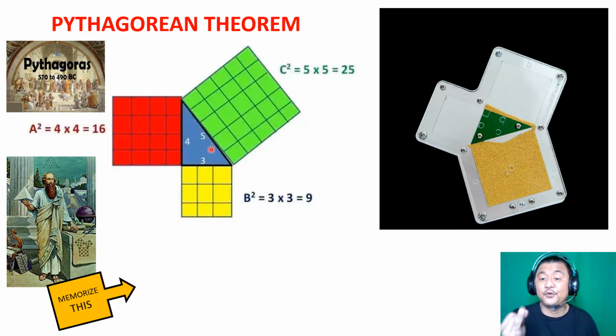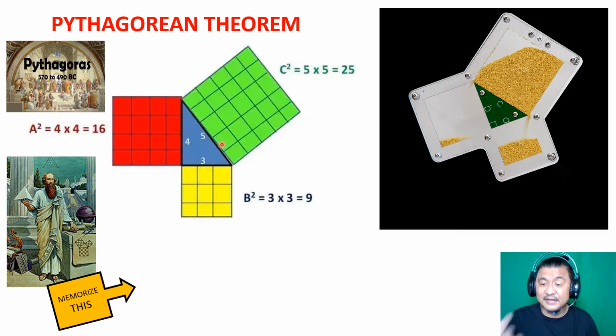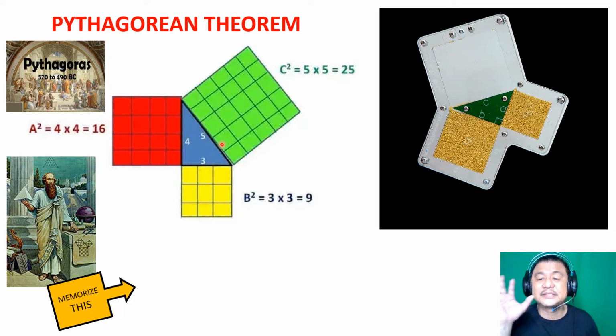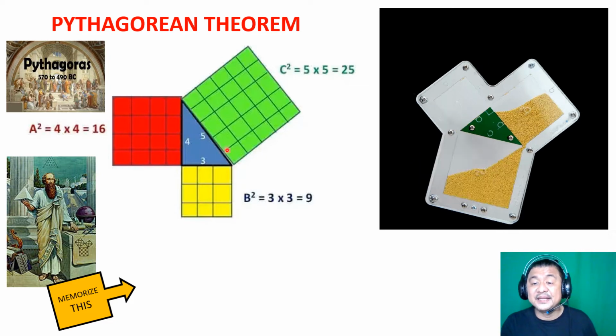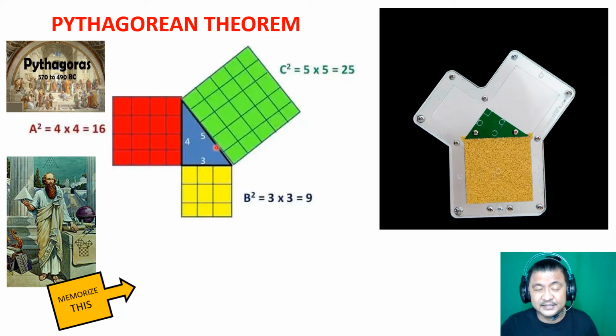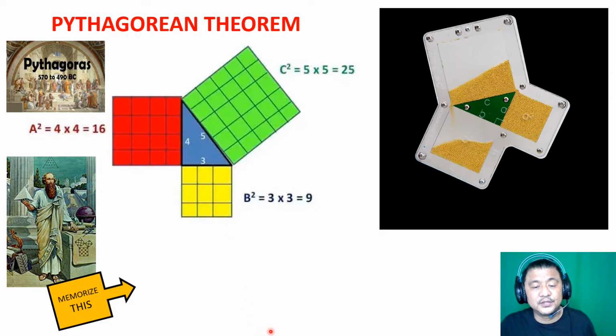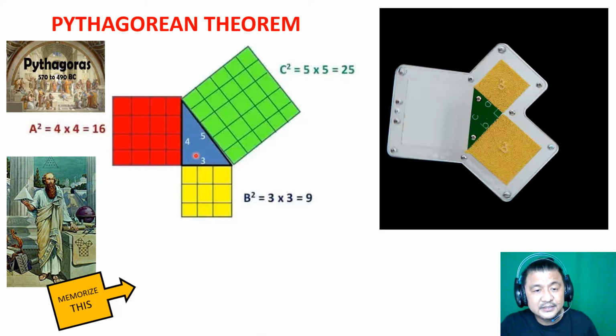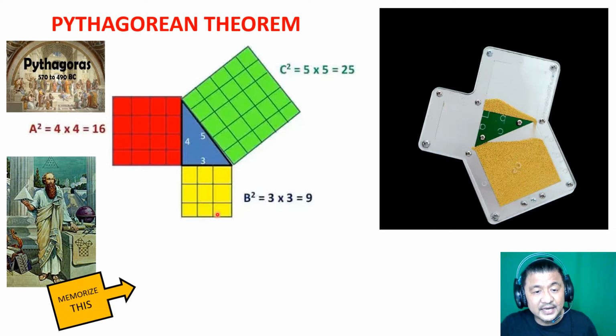Remember that, 3, 4, 5. Say it again, 3, 4, 5. Again, 3, 4, 5. That's the basic right triangle made up of integers. No decimal, no fraction. Okay, now, this is what we're going to do. That 3, I will make a square out of it.